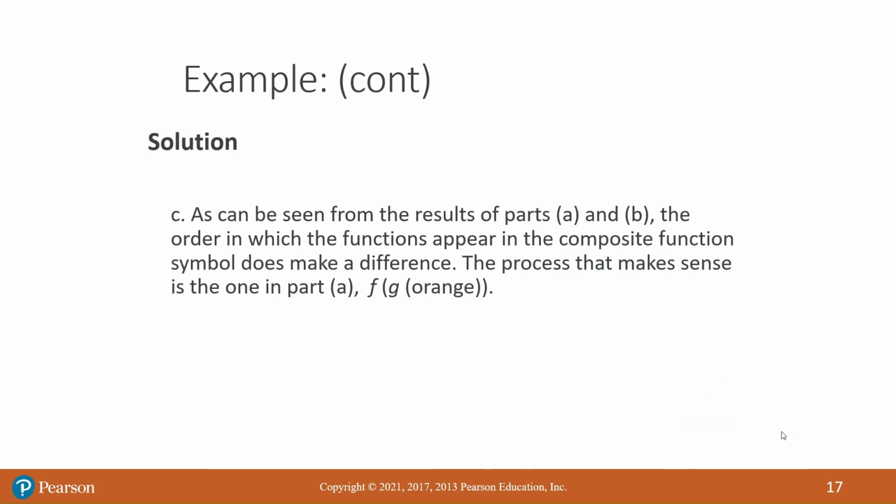So, as can be seen from the results of A and B, the order of the functions in the composition function can make a difference. The process that makes sense is the one in part A, putting the orange in the squeezing machine, getting the juice out first, and then putting it in the can, rather than putting the whole orange in the can and then squeezing the can, right?